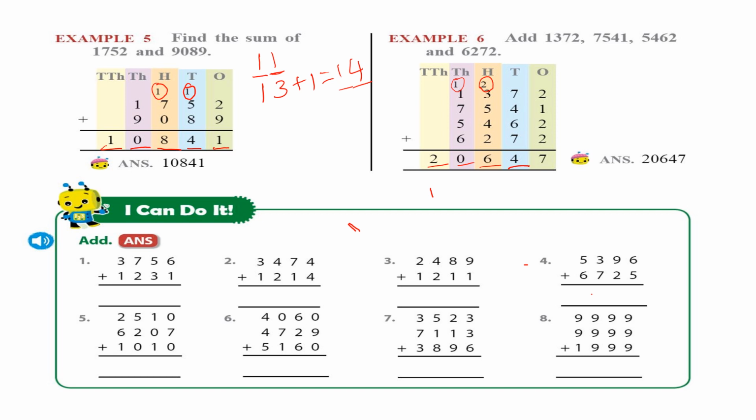Yes, got it? Now here are some sums. I can do it. Can you do that? Yes, I am going to do 1 or 2 sums here. The remaining sums you can do at home. It will be a practice for you. Right? The first sum will be 3,756 plus 1,231. First I have to add 1's place. That is 1 plus 6. What is 1 plus 6? It is 7.